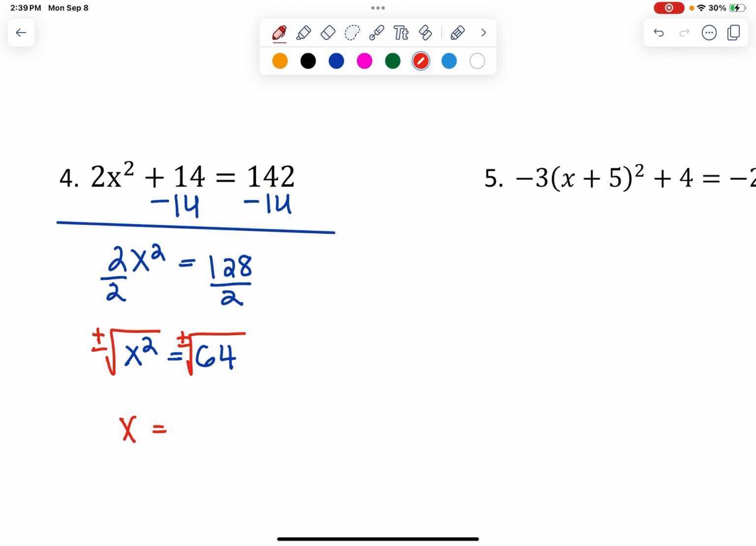And I have x is equal to positive and negative. The square root of 64 is 8. And there's your 2 solutions.